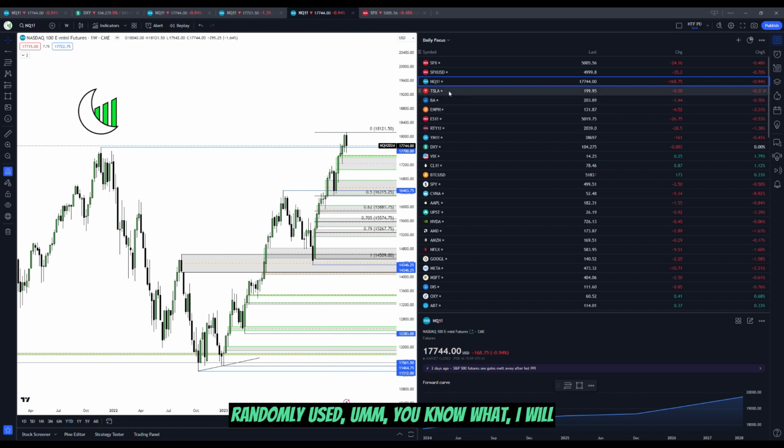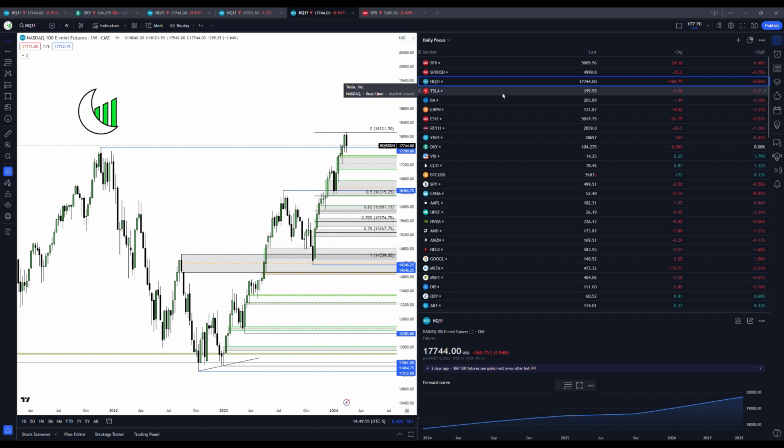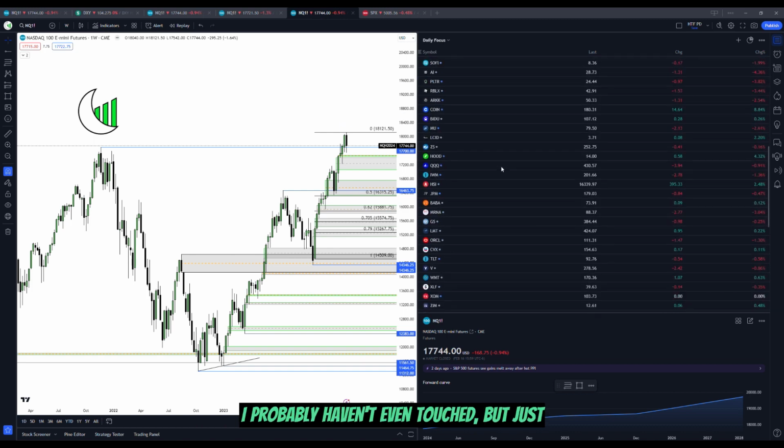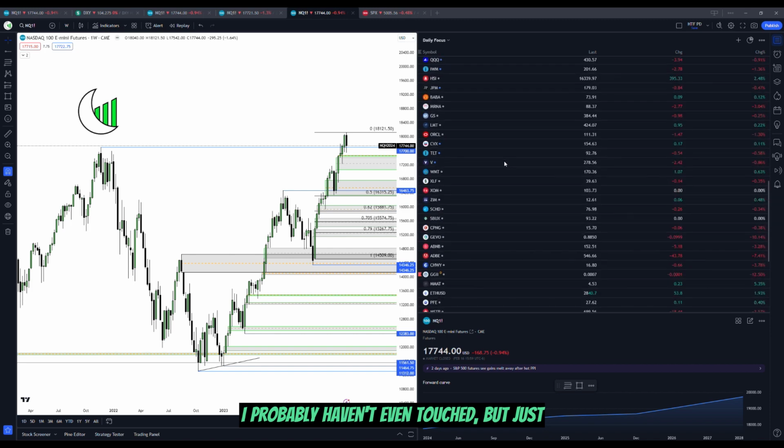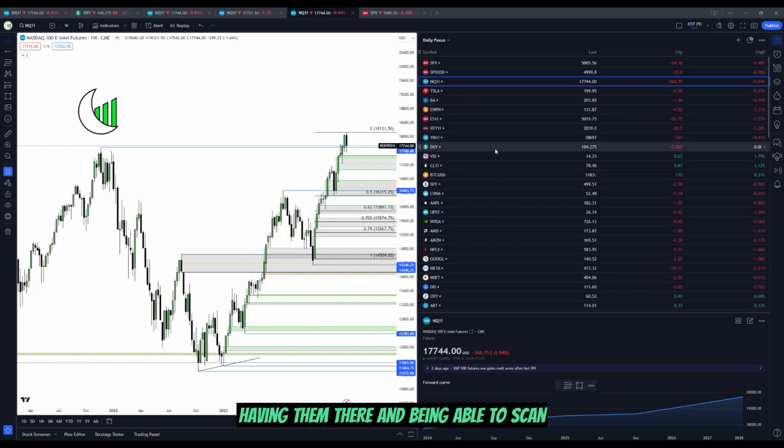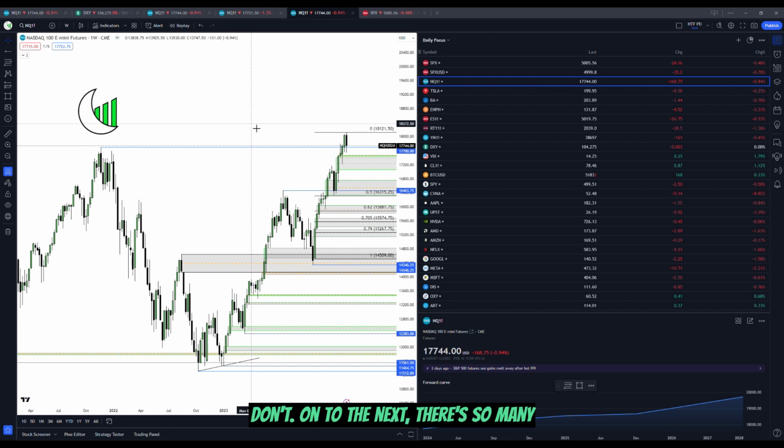So I know I randomly used one, we'll go to that one next, but I just want to show you a couple examples of this because, again, I think people just see, oh, there's so many stocks that I can look at. To me, making a list has been extremely helpful. There's a lot of names on here I probably haven't even touched, but just having them there and being able to scan through and see, do any of these actually make sense? Do they line up with my model? Do they line up with the way that I like to trade? If they do, great. If they don't, on to the next.